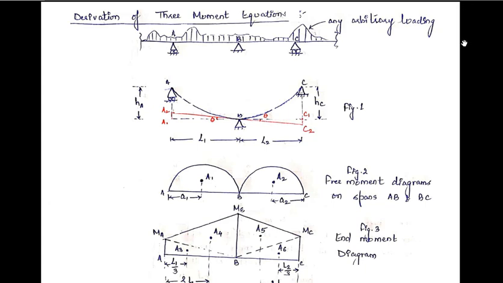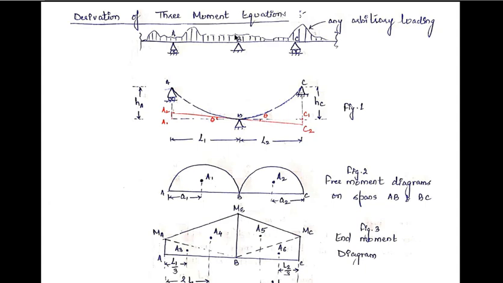Now let us derive the three-moment equation. In order to derive the three-moment equation, let us consider a continuous beam which is continuous on the left side also, and it is continuous on the right side also. So we have taken three consecutive supports of this continuous beam. Suppose this continuous beam is subjected to any arbitrary loading.